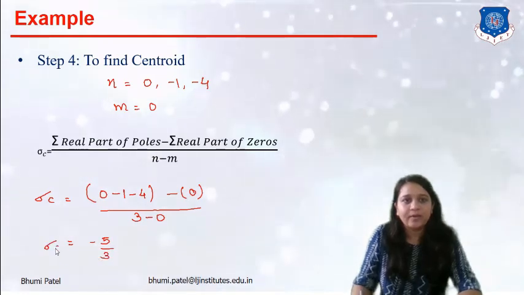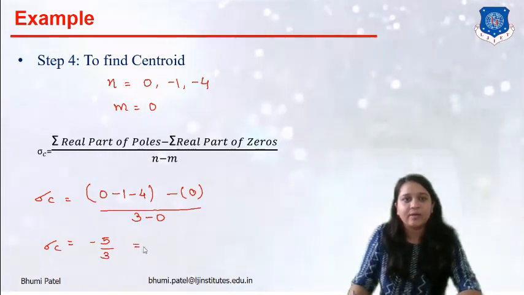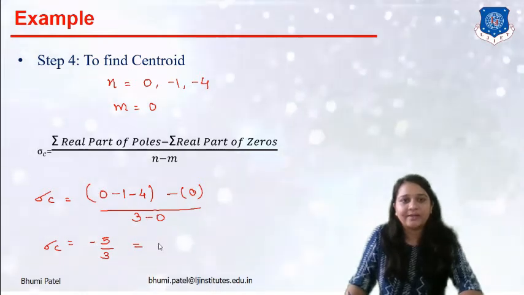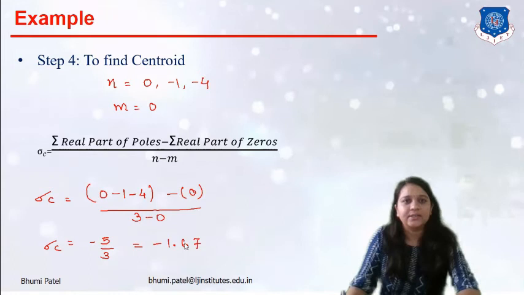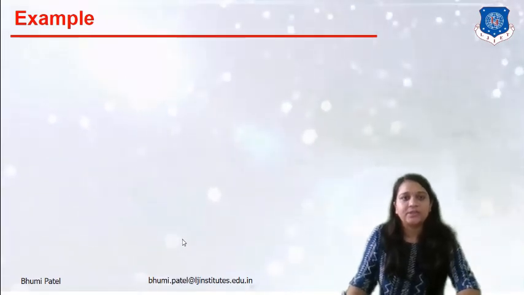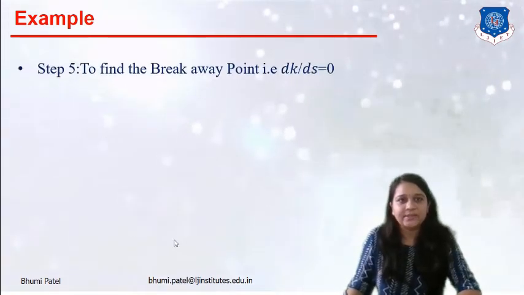This is the center point of the system, and the value of minus 5 by 3 is equal to minus 1.67. Okay, so this is the centroid of this system.